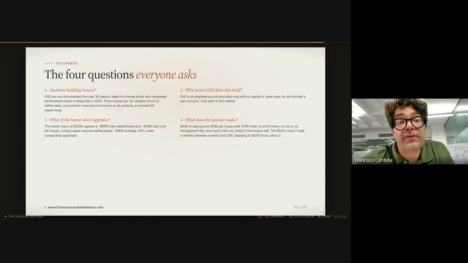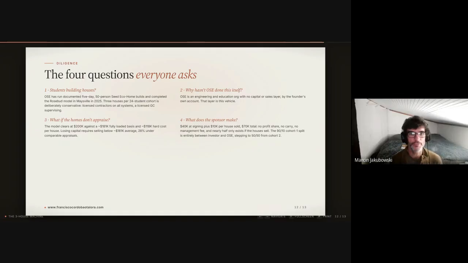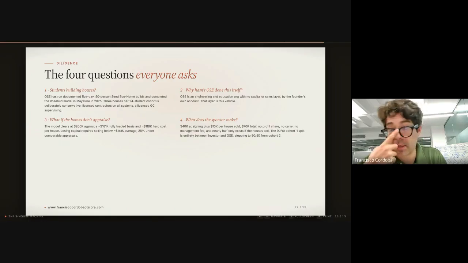Another question is, what if the homes don't appraise? But this is more like a market thing. Because we're saying that at the end, think about this guy. The guy is putting 170,000 per house. I think 200 will be the minimum. What do you think the house could be sold for? That's below market rate. Okay, which is great. That's good. Yeah, it's already there.